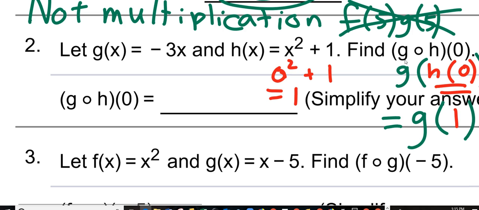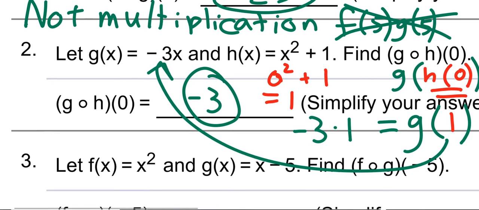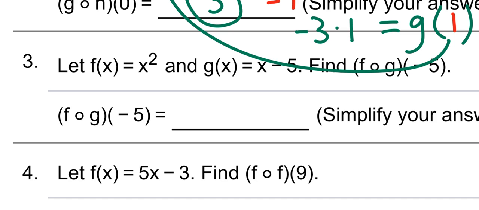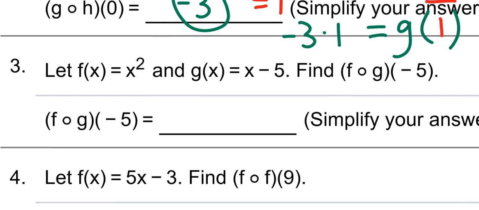Well, G of 1 would be the same thing as negative 3 times 1, right? Because I'm just taking that 1 and I'm plugging it in here. And negative 3 times 1 is negative 3. So take it a step at a time, and you probably won't have a whole lot of issues. Try to erase. Oops. Gotta lock it to erase.